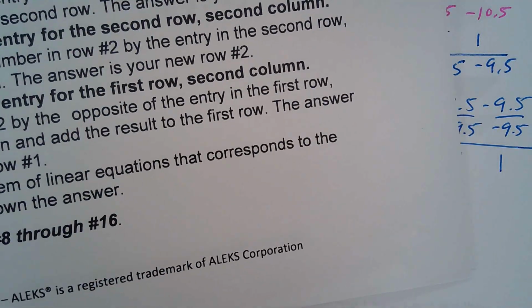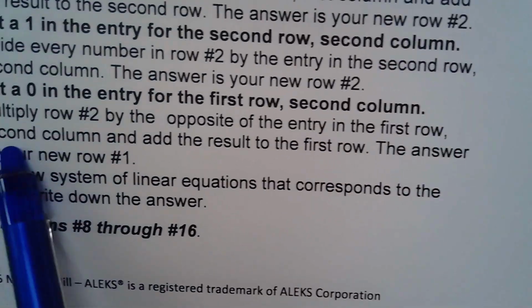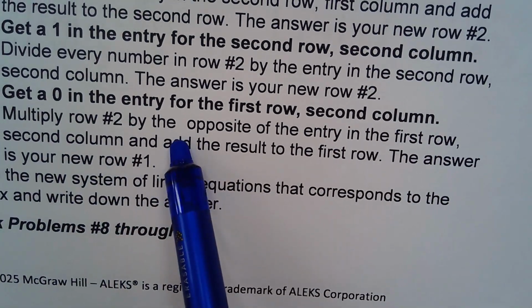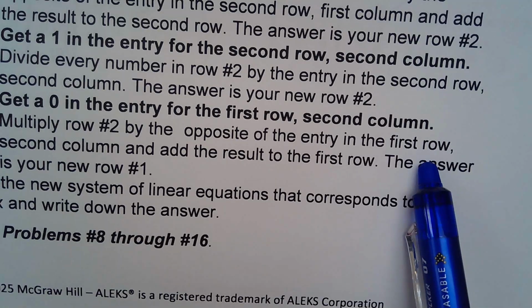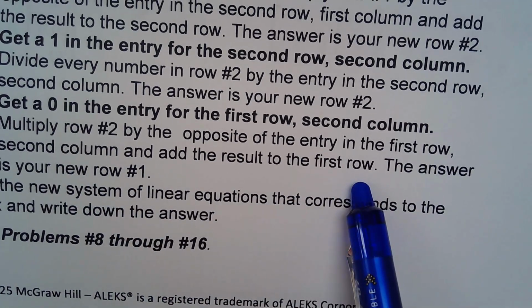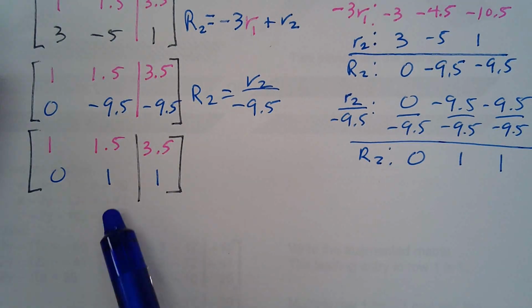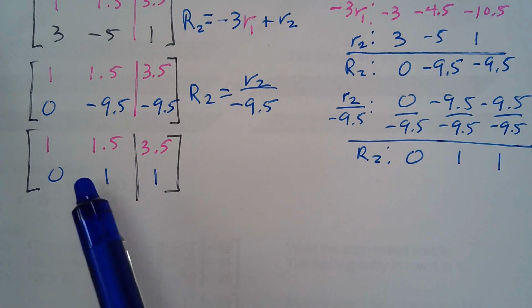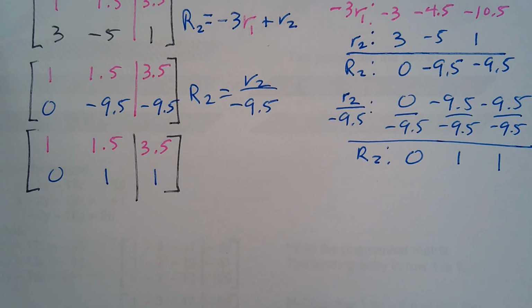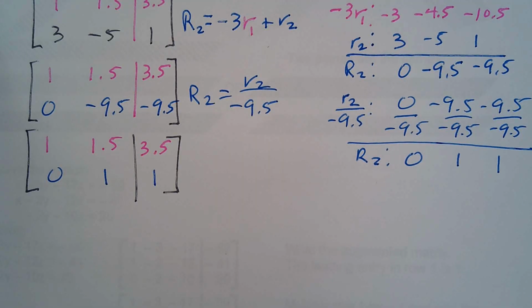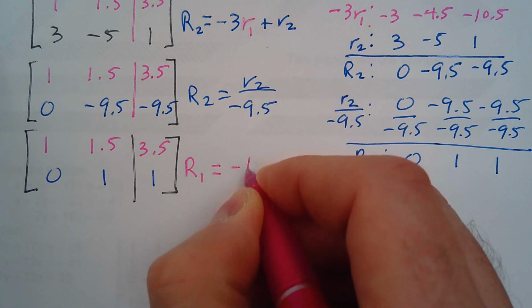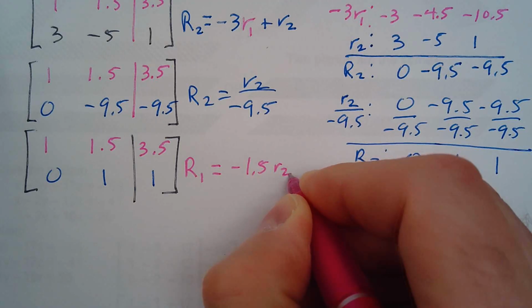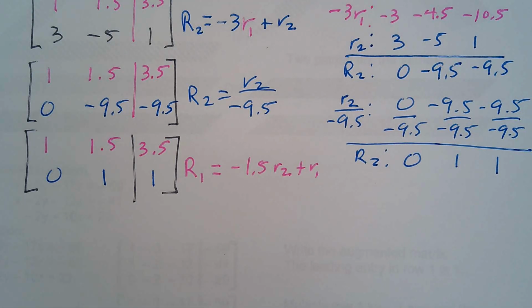My final step is I need to get a 0. Oops, sorry about that. I need to get a 0 in the first row, second column. I'm going to do that by multiplying row 2 by the opposite of the entry in the first row, second column, and add the results to the first row. So now I need to get 0 up here, so I'm going to multiply this by negative 1.5 and add it to row number 1. So let's just write that out. What we're doing, we're taking a negative 1.5, multiplying with row 2, and I'm going to add it to row number 1. And that answer is going to become my new row number 1.